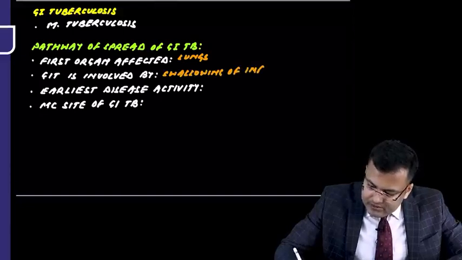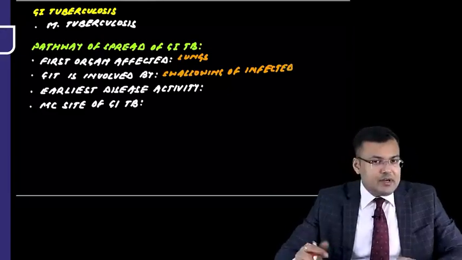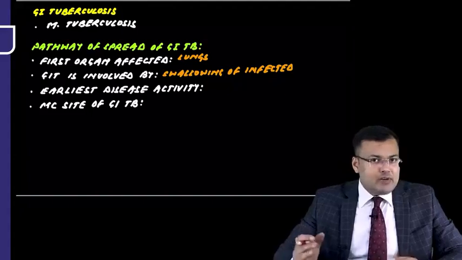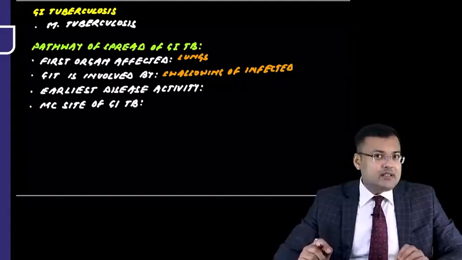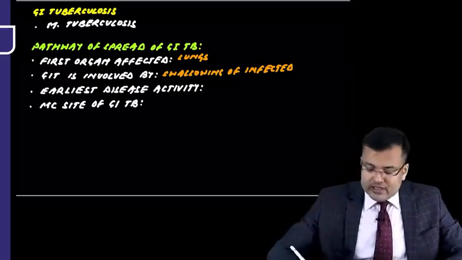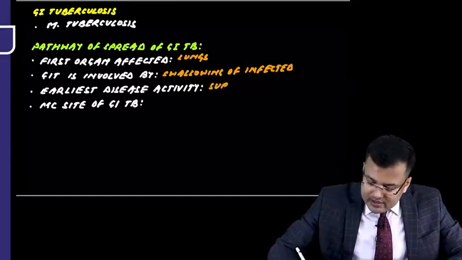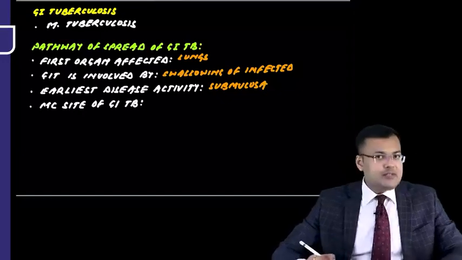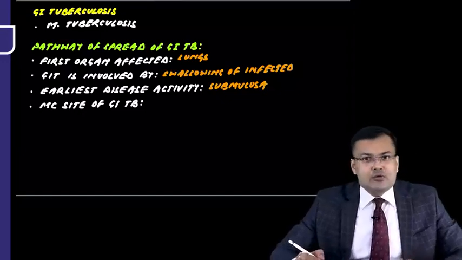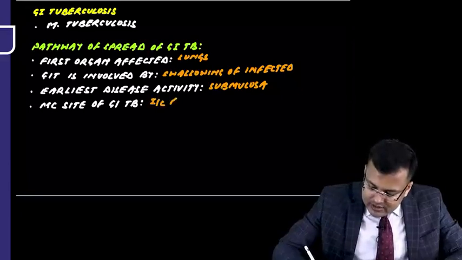This infected sputum reaches the terminal ileum, where it causes oxidative stress and loss of epithelium. Because of that, there will be an ulcer. But the earliest disease activity is seen in the submucosa because there is recruitment of lymphocytes. So the earliest disease activity in GI tuberculosis is seen in the submucosa. And the most common site of GI tuberculosis is the ileocecal region.